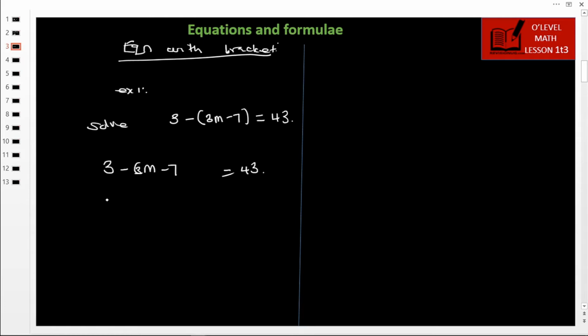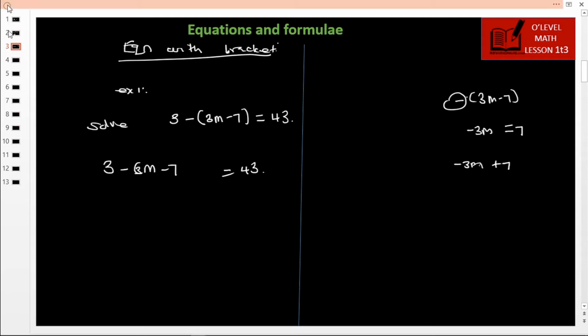From our form 1, we know that any number outside the bracket multiplies all the terms inside the bracket. For instance, negative 3 into (m minus 7): the negative 3 multiplies the m, and it also multiplies the negative 7. Are you getting that? A negative times a negative gives a positive. So this is what it means. Let me first get a rubber.